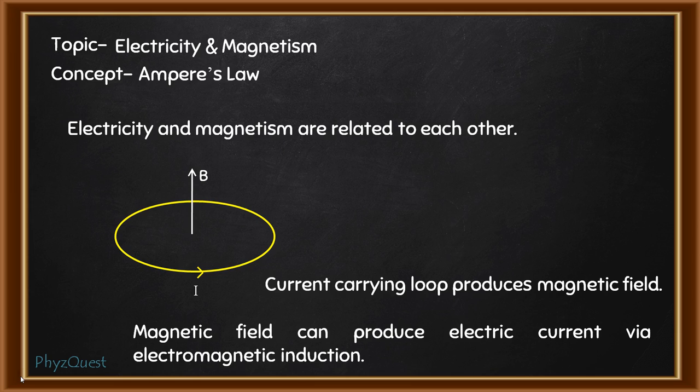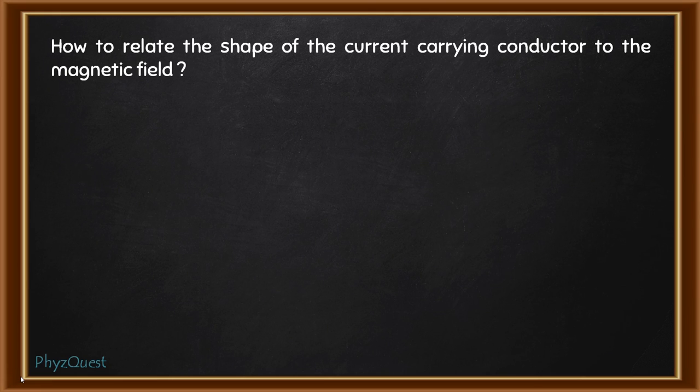Now, in this case, the current carrying loop is producing a magnetic field. Now this is a circular shape. So what if we have a different kind of shape? How do we relate the shape of the current carrying wire to the magnetic field produced? So there comes Ampere's Law.